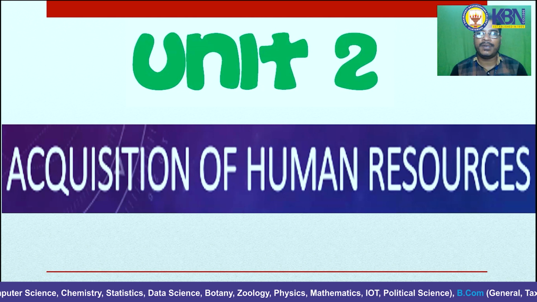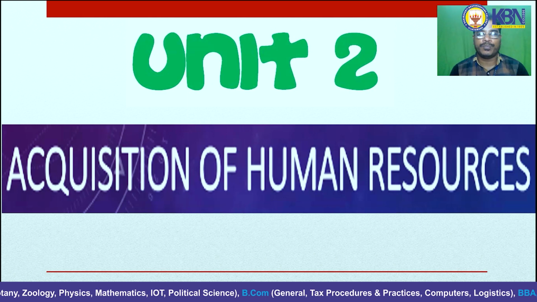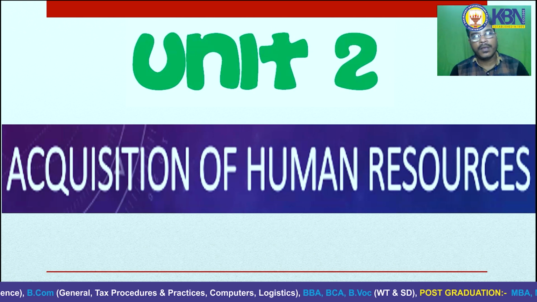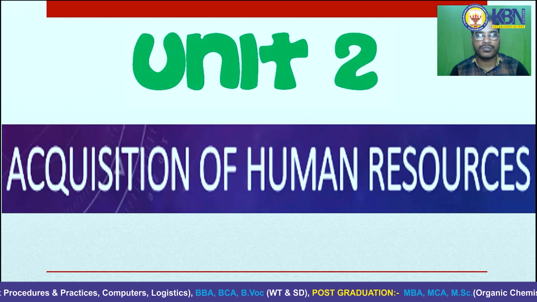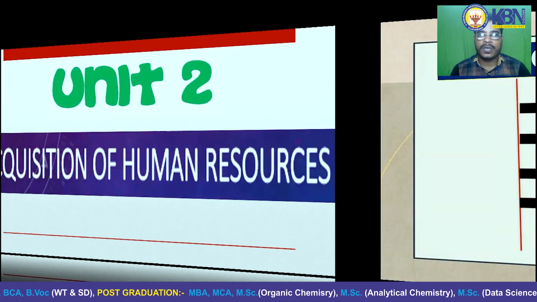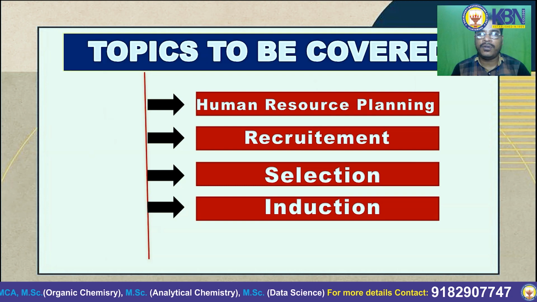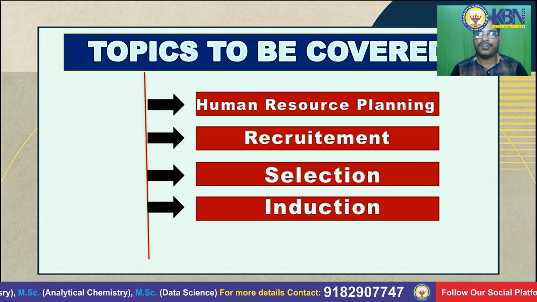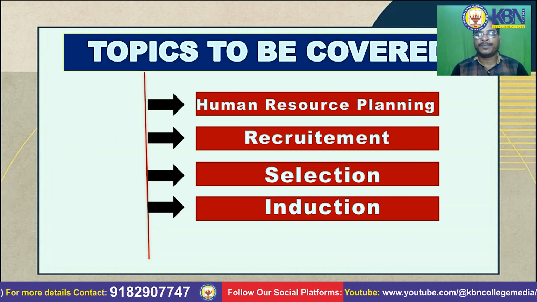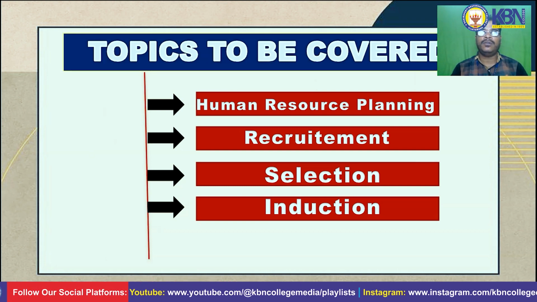Having the best human resources is going to help fulfill and achieve the objectives of the organization in a smoother way. So, let us find out how the human resources are going to be acquired in an effective way. In this unit, we are going to cover four important topics: first, human resource planning; second, recruitment; third, selection; and the fourth one is induction. These are the four core areas we are going to focus on in this second unit.